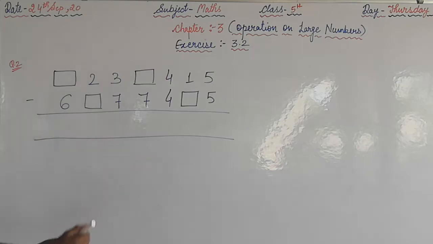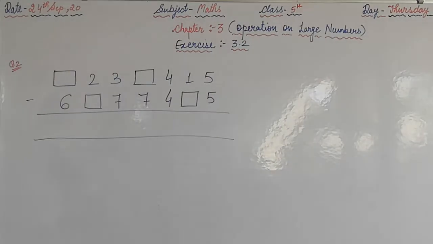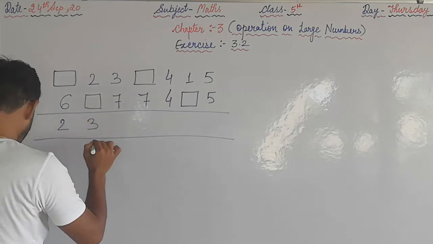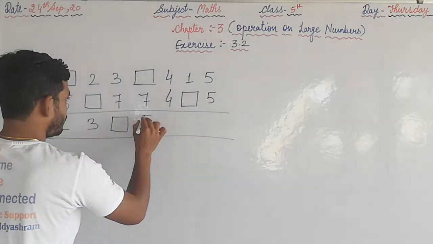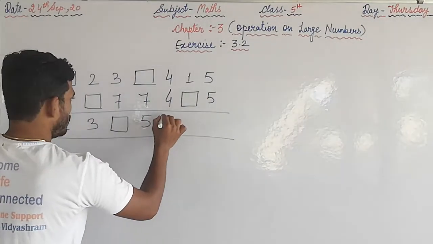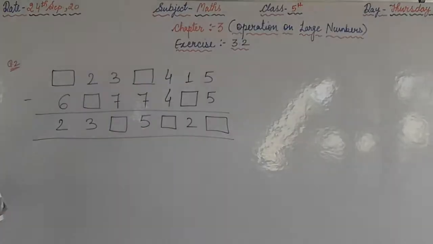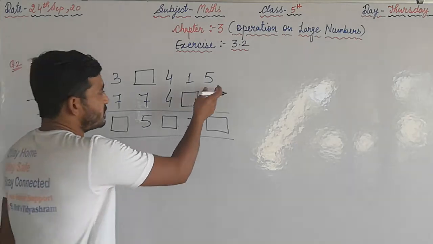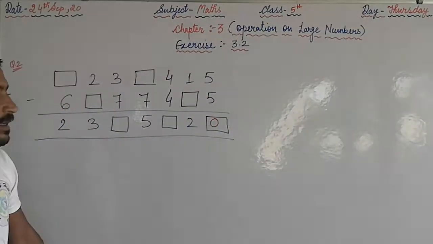See this question. We have to fill in more entries. 2, 3, box, 5, box, 2 and box. See here, first 5 minus 5, 0. If the same number is subtracted, then the answer will be 0.